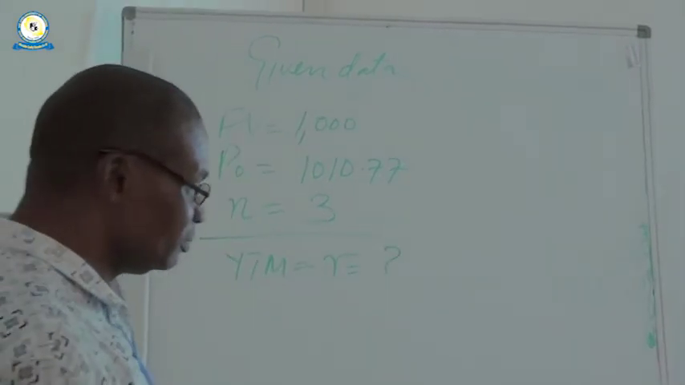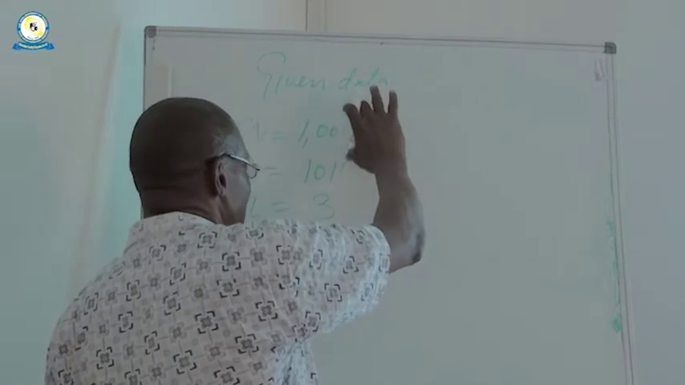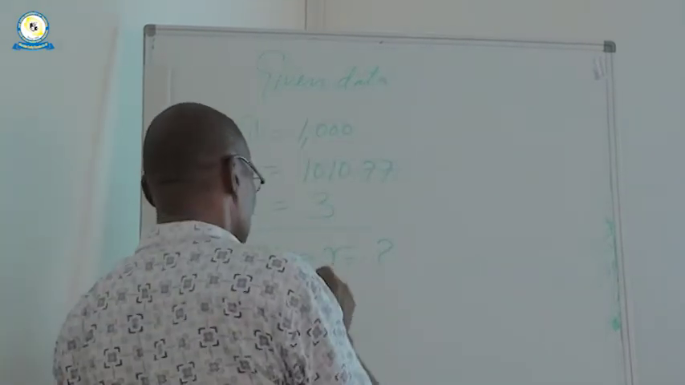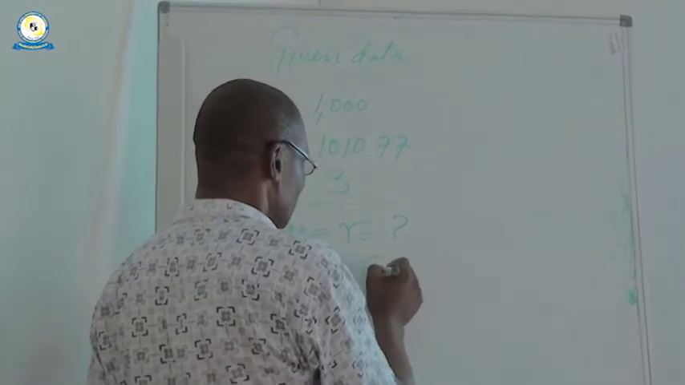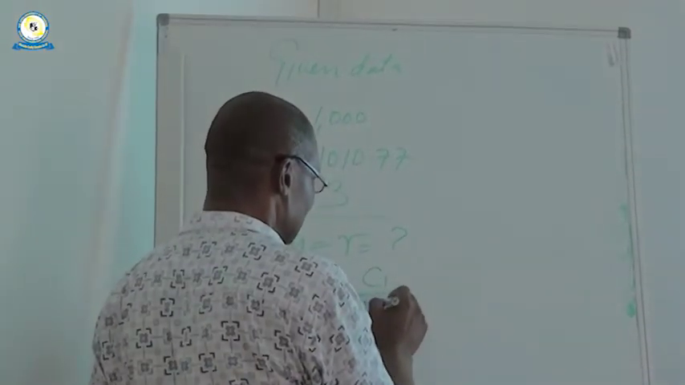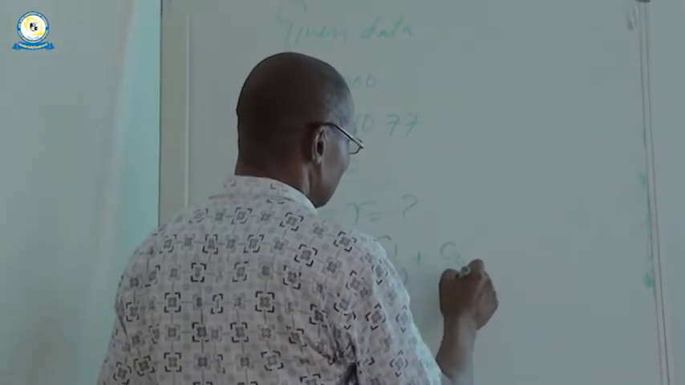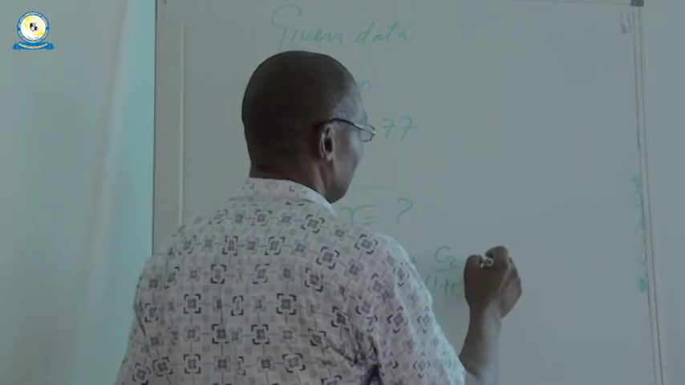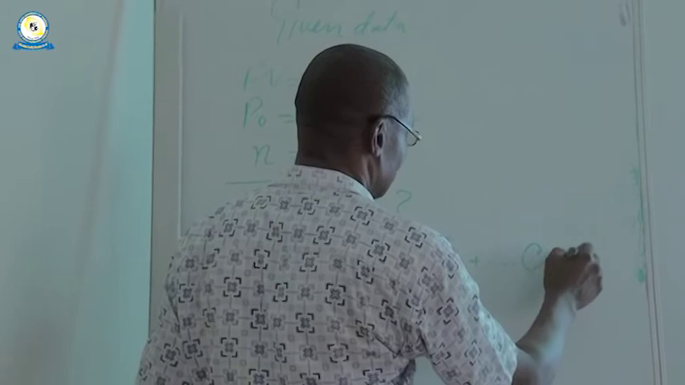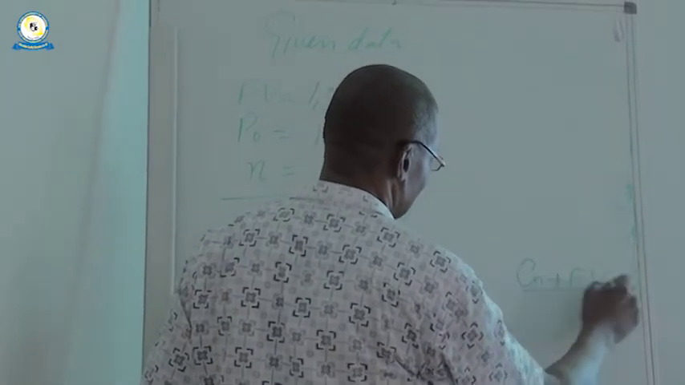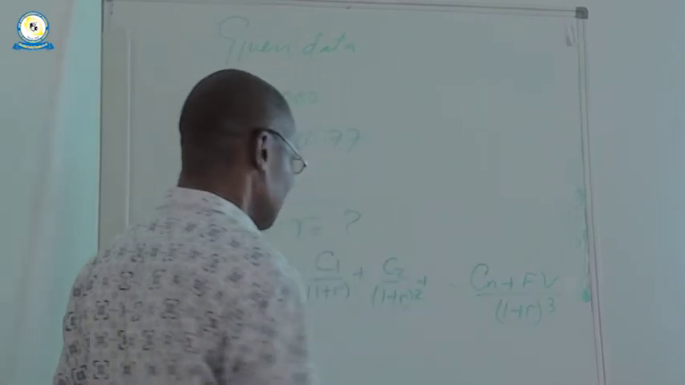Now here we put our data into the formula. We know that P naught is equal to C1 over 1 plus R, plus C2 over 1 plus R squared, plus Cn plus FV over 1 plus R power 3.